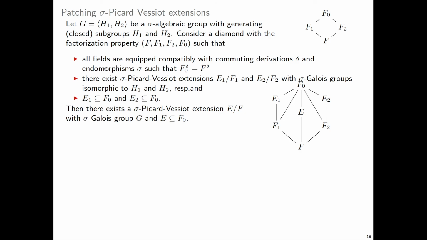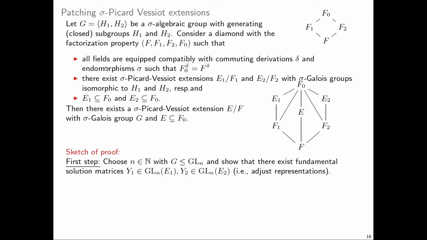Nevertheless, I would like to show you how the proof works, how this factorization property comes in. So in the first step, we just adjust the representations, right? Because E1 and E2, the Galois groups are just isomorphic to H1 and H2, so they don't sit in the same GLN. And so in the first step, we adjust the representation such that they are both in the same GLN for the same n. And we do that by, again, using that the sigma Picard-Vessier rings are torsors for the sigma Galois groups.